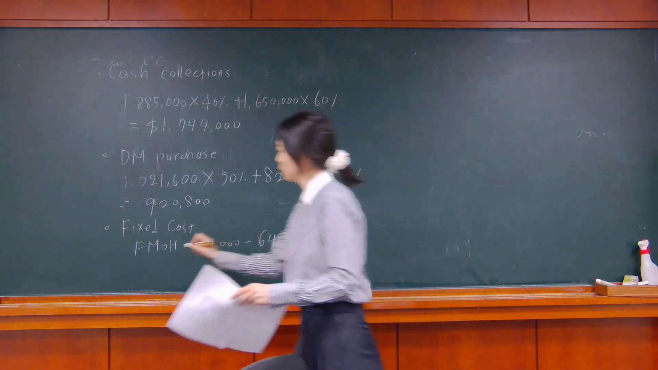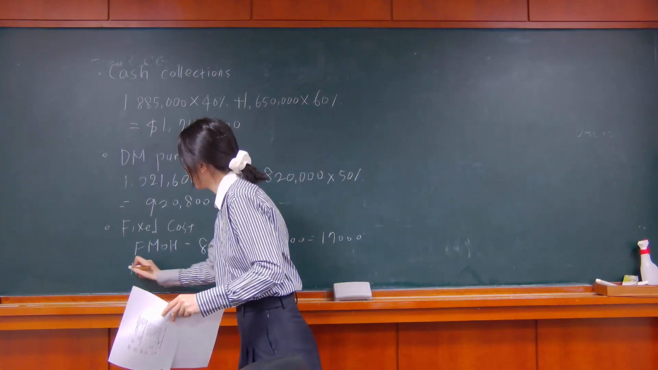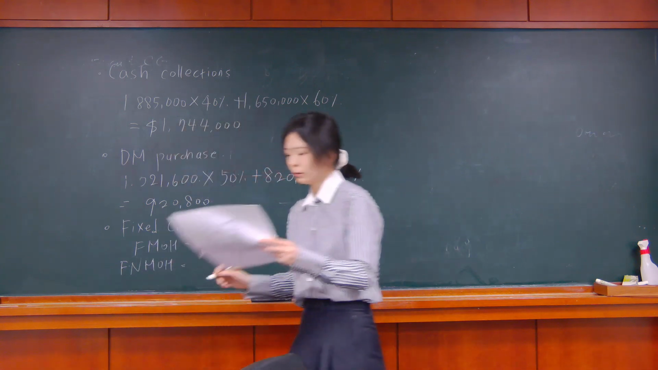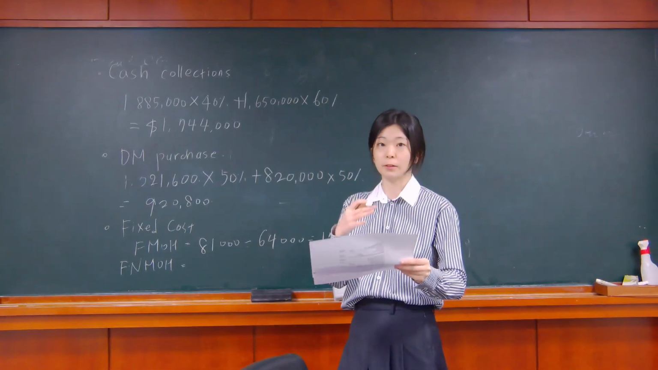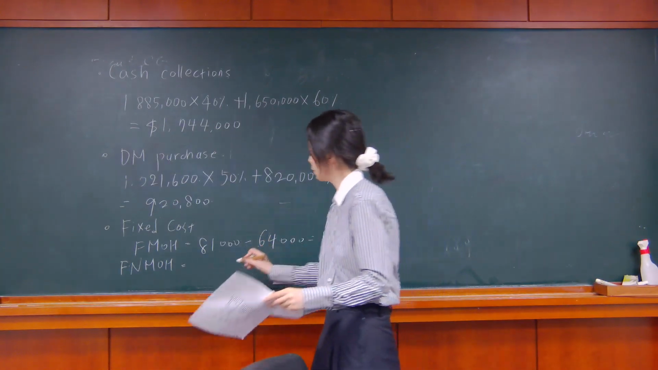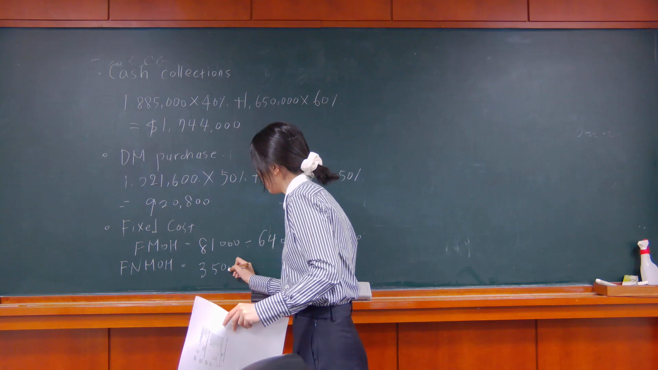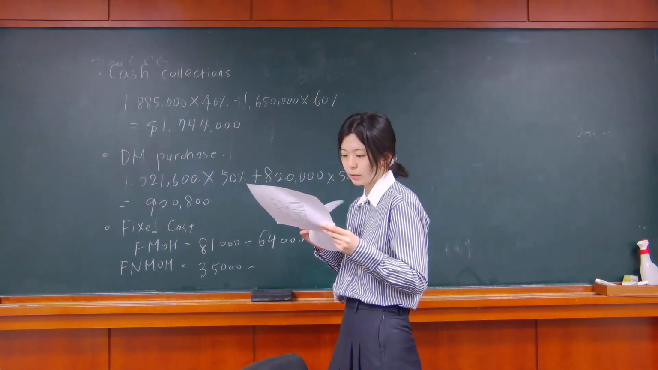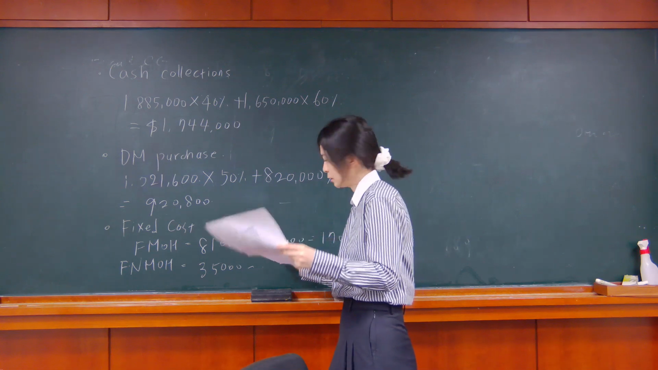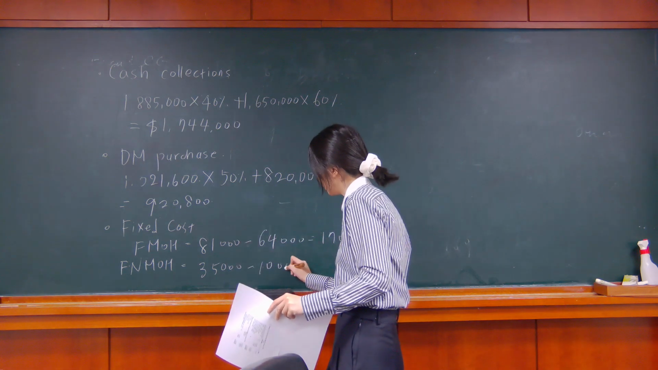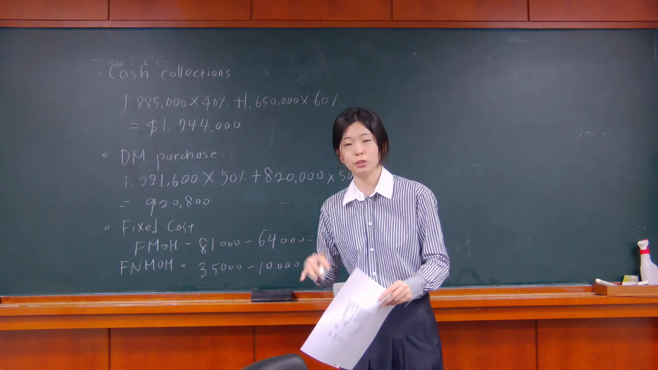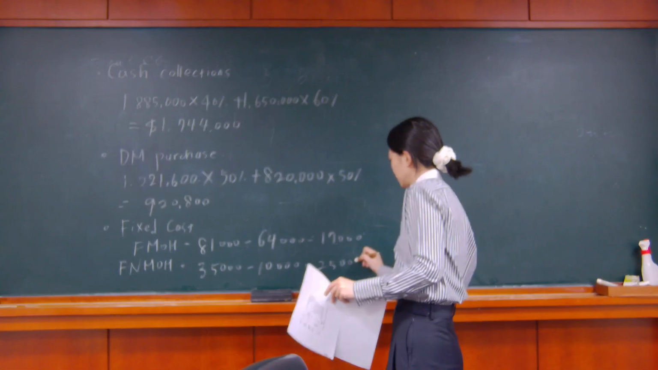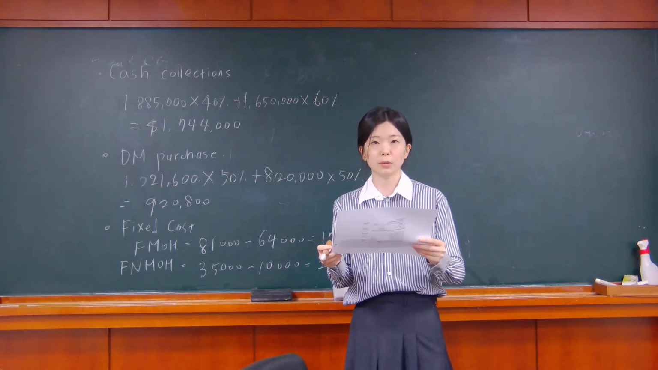And non-manufacturing, so it's going to say fixed NMOH. So this was also given in the previous problem as 35,000. And out of this 35, is it right? Let's see. Oh, 10,000 are depreciation, which we also need to subtract. So we have $25,000 that we pay in cash.